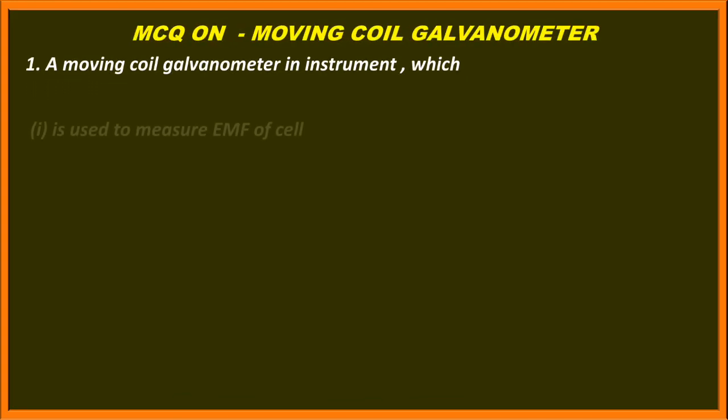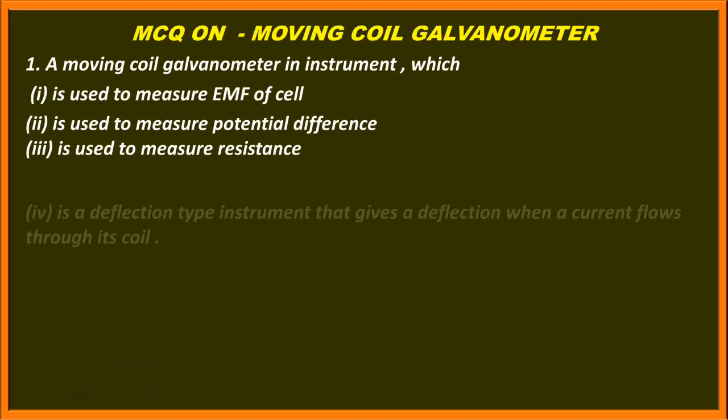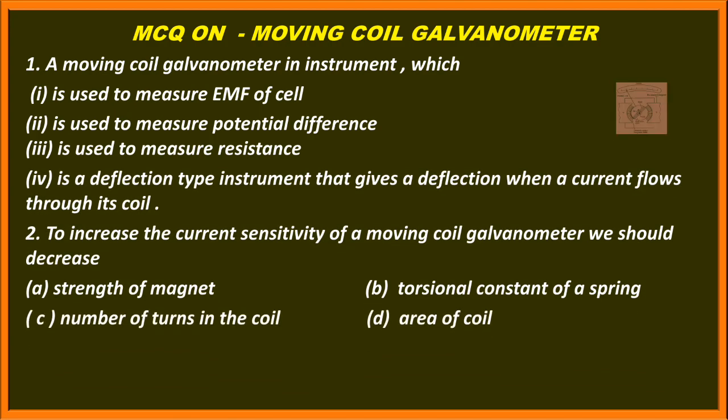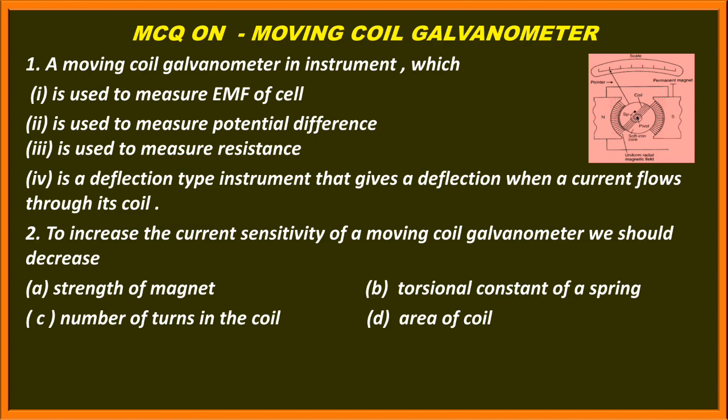Now you try to give the answer of question number 1. A moving coil galvanometer is an instrument which is used to measure EMF of a cell, is used to measure potential difference, is used to measure resistance, or is a deflection type instrument that gives a deflection when a current flows through the coil. The correct answer here is option D, a deflection type instrument that gives a deflection when a current flows through the coil.